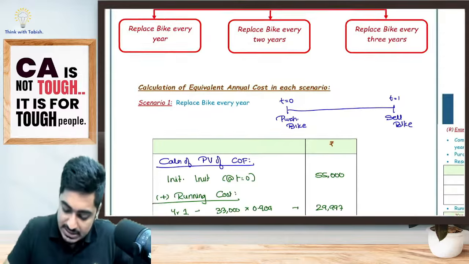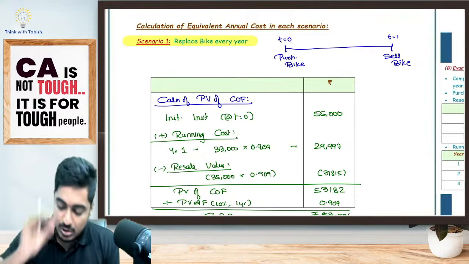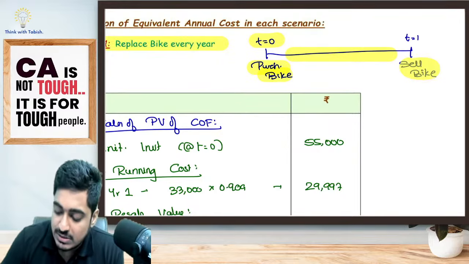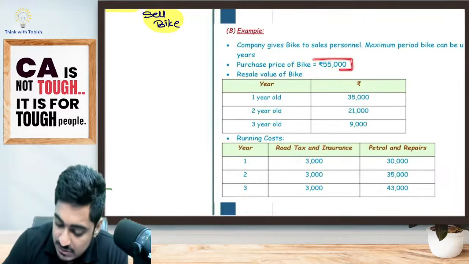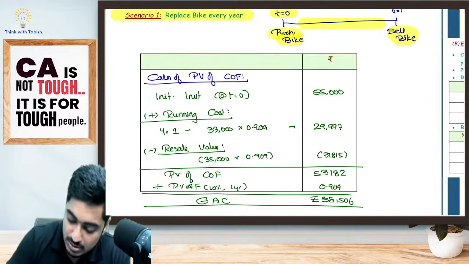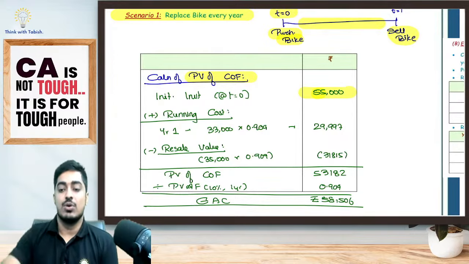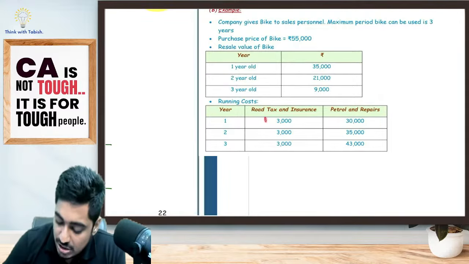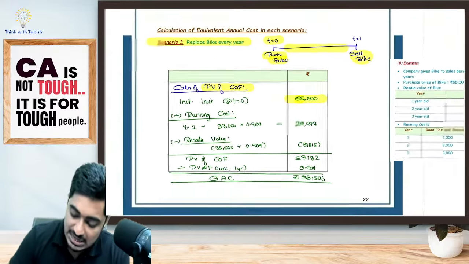Simple. Pay attention. Scenario number 1, I am replacing the bike every year. Understand what happens. At the year start, I will purchase the bike. 1 year I will use. At the end of the year, I will sell the bike. Data is given. Year start: to purchase the bike, I have paid 55,000. I will calculate present value of all cash outflows. Year start I paid 55,000, so present value is 55,000. First year, to run the bike, I have to incur some running cost. Road tax 3,000 plus petrol 30,000. 33,000 I will be paying.